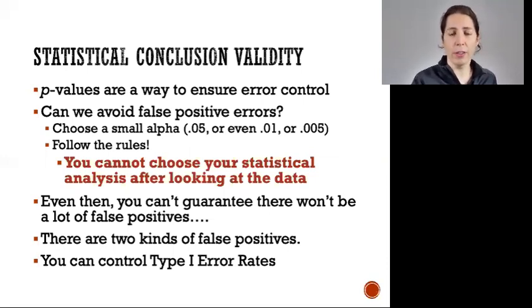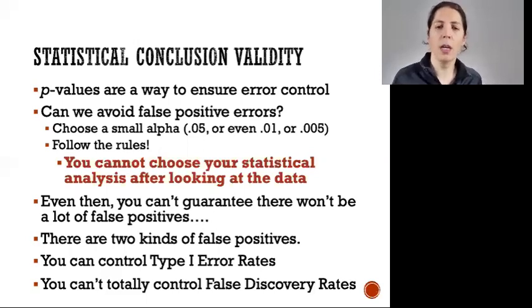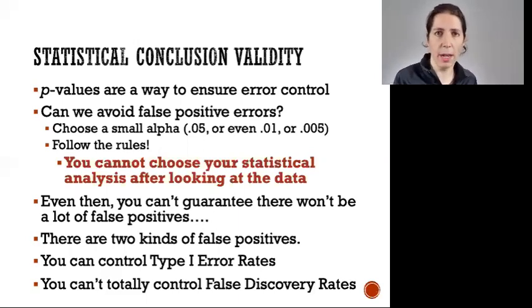And then there's the false discovery rate, which is the percentage of false positives among all significant results in that bottom row. We can't totally control that. There are ways that we can try to reduce it. We can check what it might be by doing replication studies, for example. I won't get into how that works, but there are ways to try to estimate it and make sure it's not out of control. But there's no guaranteed formula for making sure that that percentage is low.